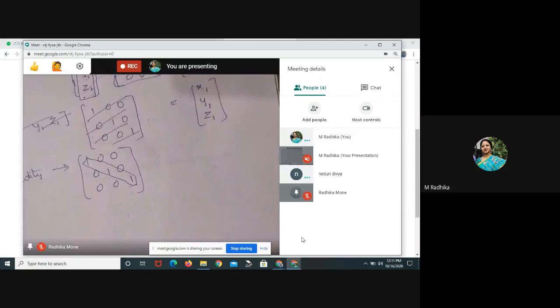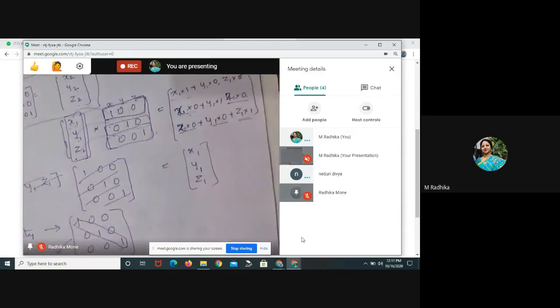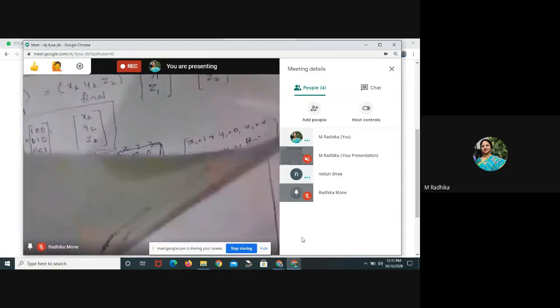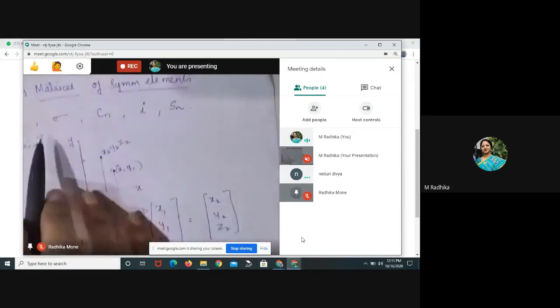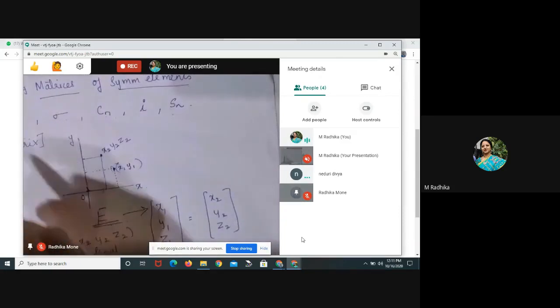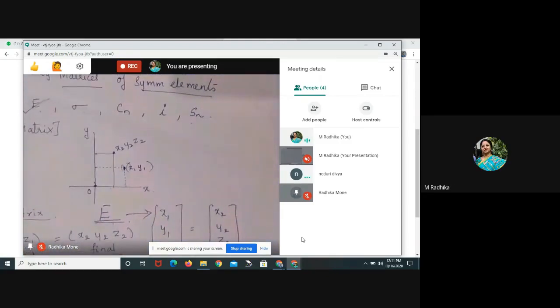Now we understood this identity matrix. So the way we have done it for any molecule, you can do the same way for the matrix and you can get the identity matrix. Now this is for the identity. Next one was your plane, right? We have done the matrix of identity. Now we'll do the plane of symmetry.